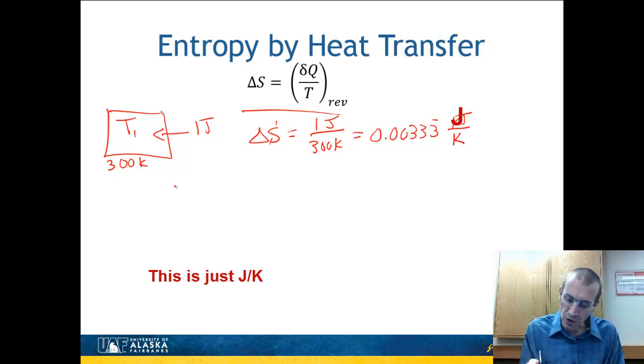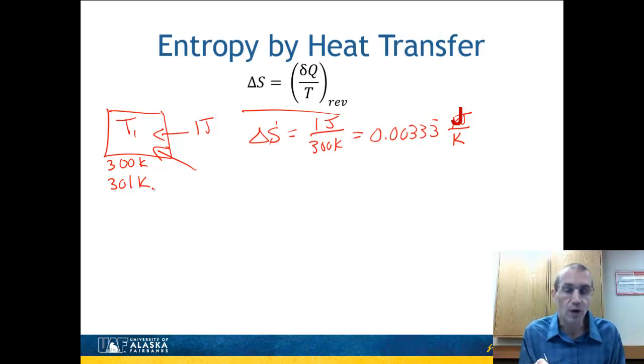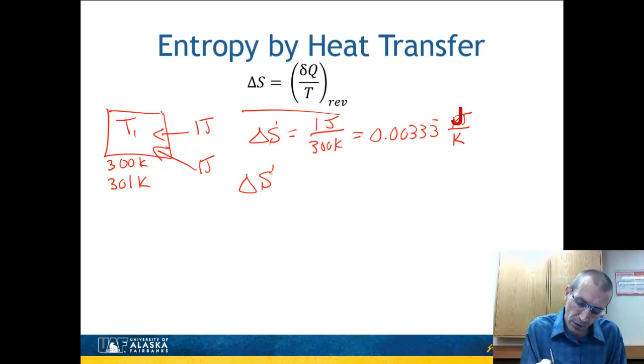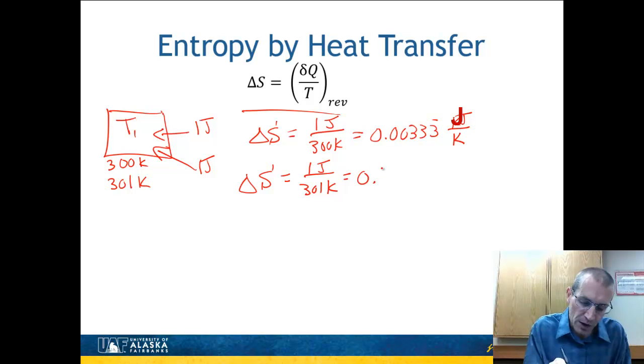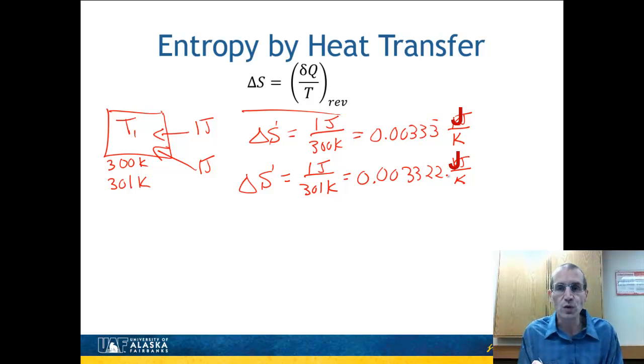And now let's put another joule in there. And let's say after the first joule, it went up to 301 Kelvin. And now I'm going to put one more joule in there. There's going to be a further increase in entropy of 1 joule, but now it's over 301 Kelvin. And so the entropy change is 0.00332, so slightly less. So what we realize is as I add another joule of energy, the entropy is going up, but not as much.